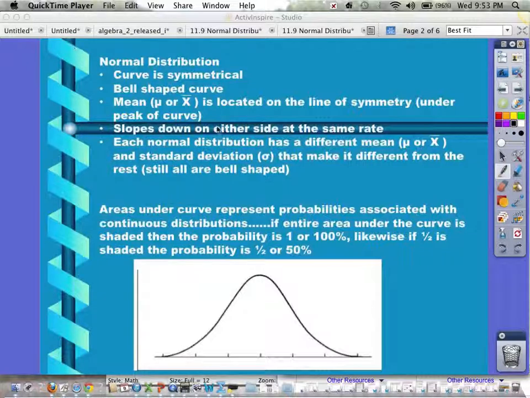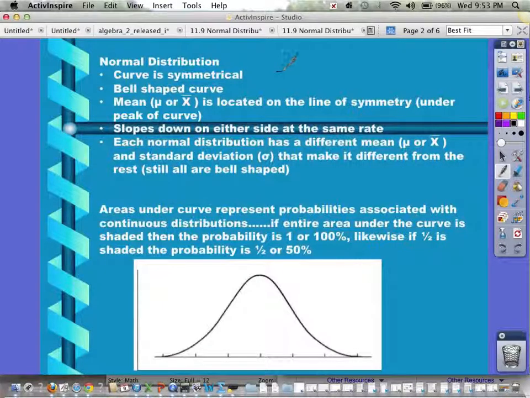All right, so the normal distribution is talking about a bell curve shape, a curve that's symmetrical. It is called the bell curve because it kind of looks like an upside down bell. The mean, or mu, and you'll see it written like a U but a little fancier. That's mu, or x hat. Okay, x bar, x hat, those mean the mean, which is the average. All right, and it's located on the line of symmetry under the peak of the curve. The slopes going down on either side are at the same rate, so that makes it symmetrical.